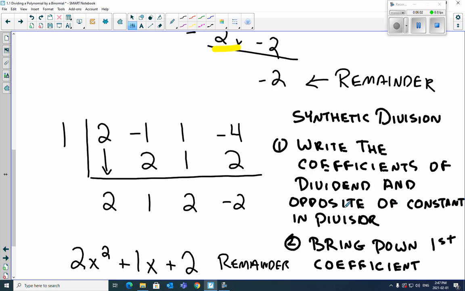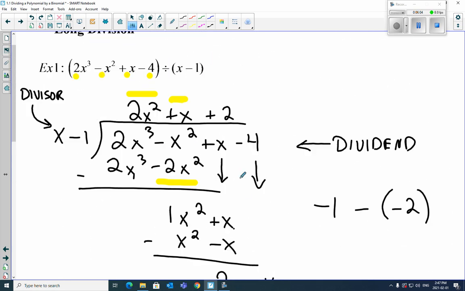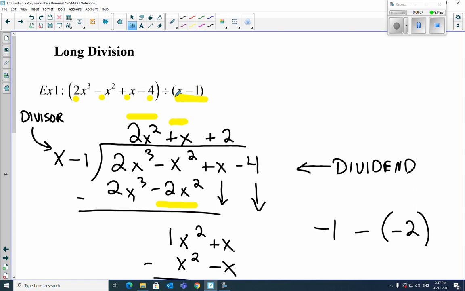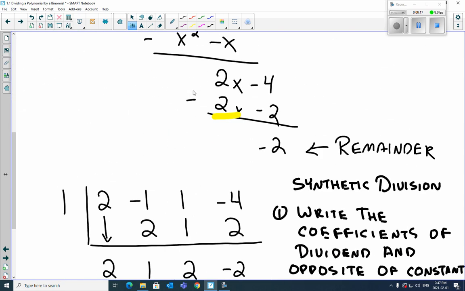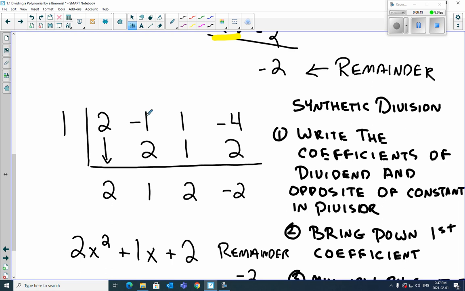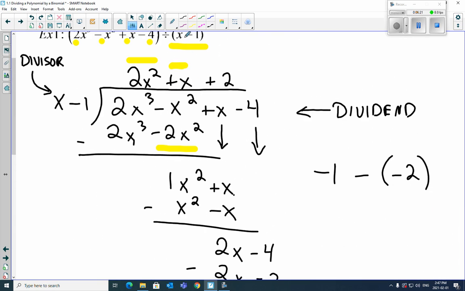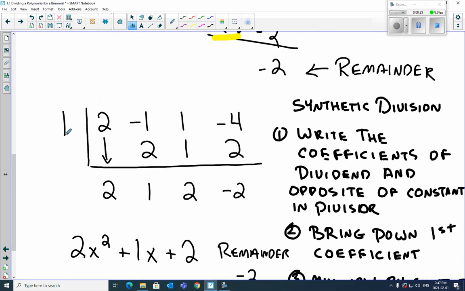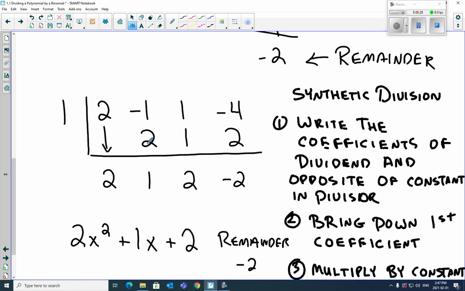Then, the opposite of the constant in the divisor. So let's look at the divisor. The divisor is x minus 1. What number do we plug in there to make it equal to 0, or it's the opposite? Well, we're going to plug in a positive 1. So that is what we put out the front. So if you see an x minus 1, you're going to put a 1 in the front. If it was an x plus 1, you'd put a negative 1 out the front.